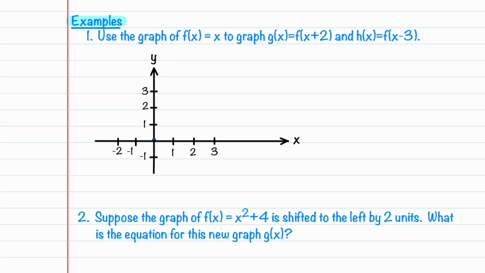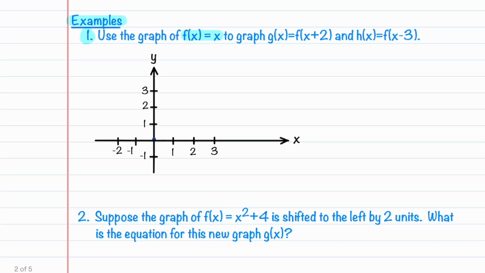Let's now look at two examples. In our first example, we're going to use the graph of f of x is equal to x. That's just like the one we did on the previous page. But now we're going to graph g of x is equal to f of x plus 2, and then we'll graph h of x is equal to f of x minus 3. Let's first graph f of x. It goes through the origin, so we'll put a point here, and then we can graph our function.